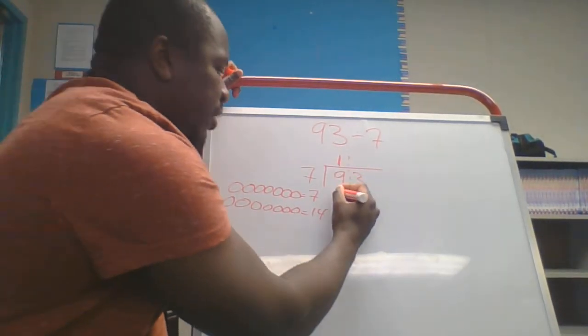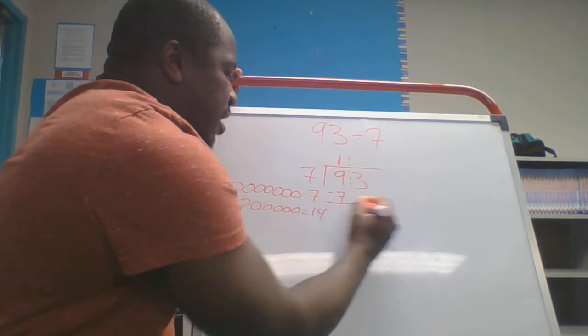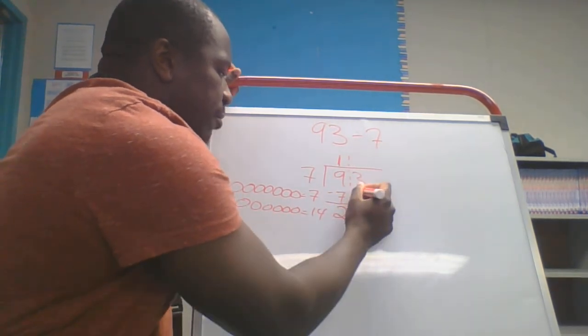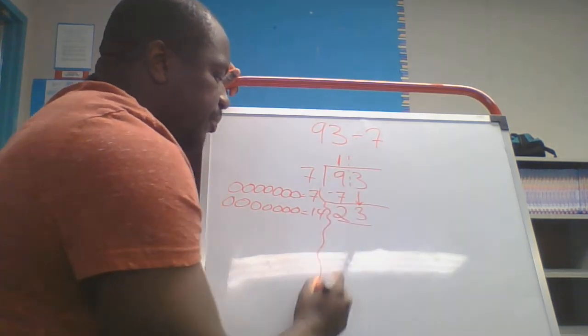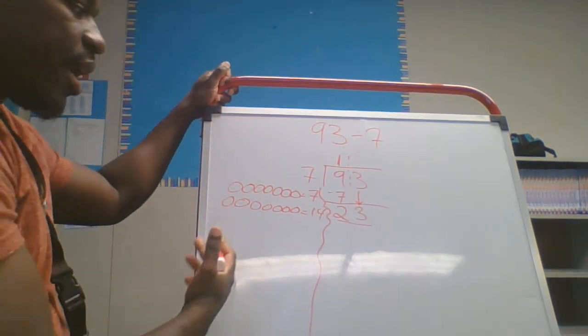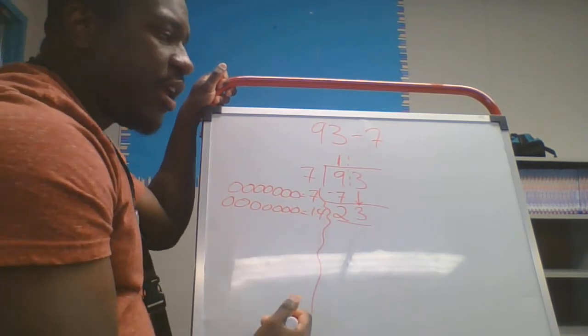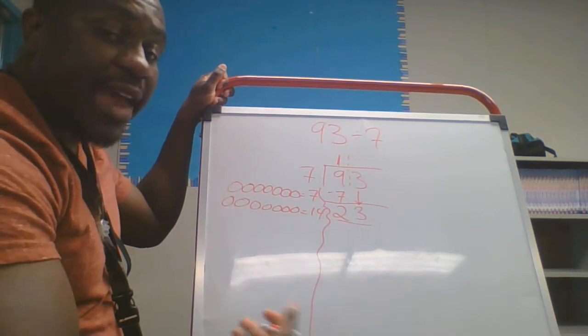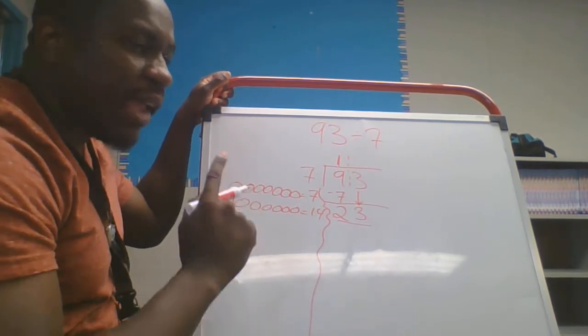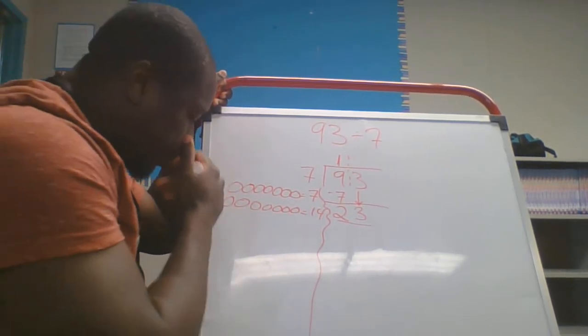So 1 times 7 gives us 7. 9 minus 7 is 2. And then we're going to bring down that 3, because now we're going to be looking at 23. Okay? So let's go ahead and keep counting from 14, because we haven't hit 23 yet, so we don't know how many more groups of 7 we can add in. So we're just going to keep counting and then make note of when we hit that 23.